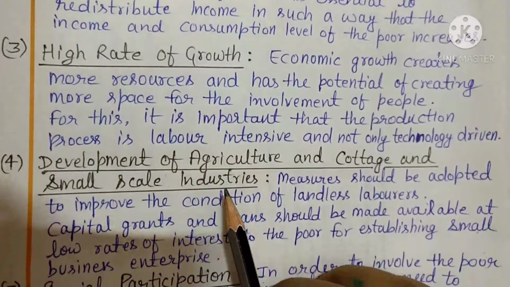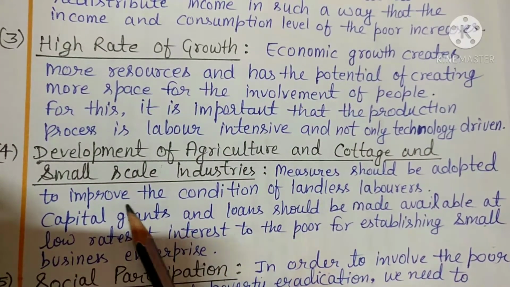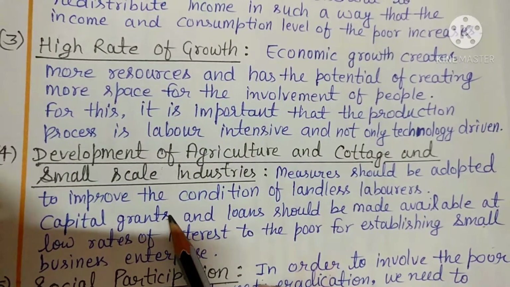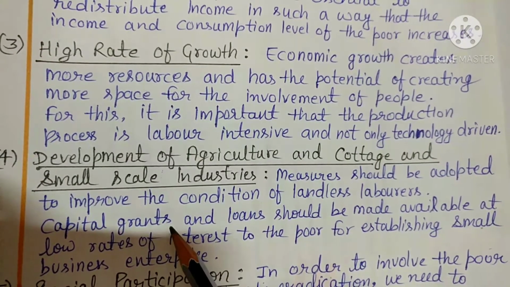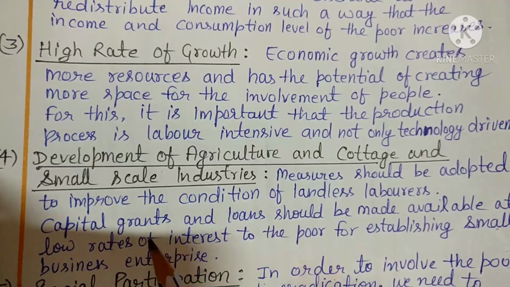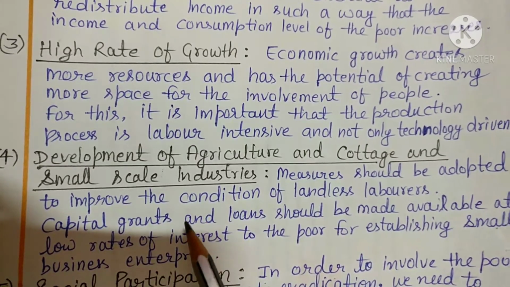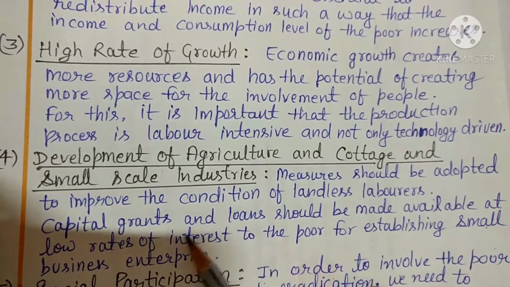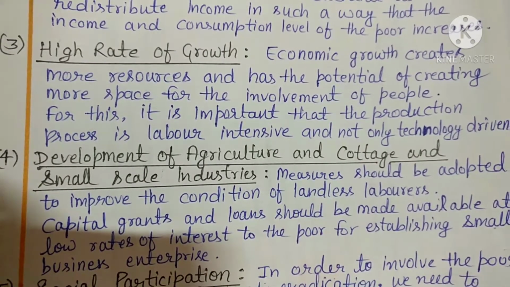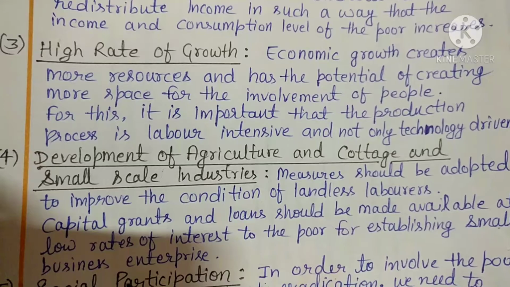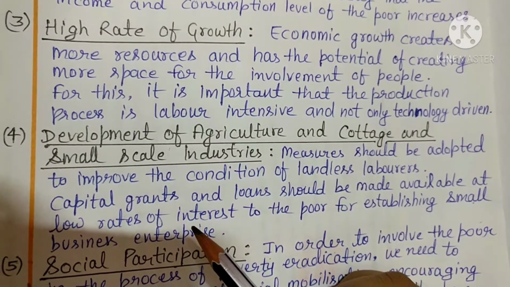Okay, then comes what, development of agriculture and the cottage and small scale sector. As we have studied earlier, most of the percentage of people were engaged in agricultural activities, so it is needed to improve the agriculture level. So we need to develop agriculture and also the cottage and small sector industries, in order to provide more opportunities to the people so that they can remove their poverty.